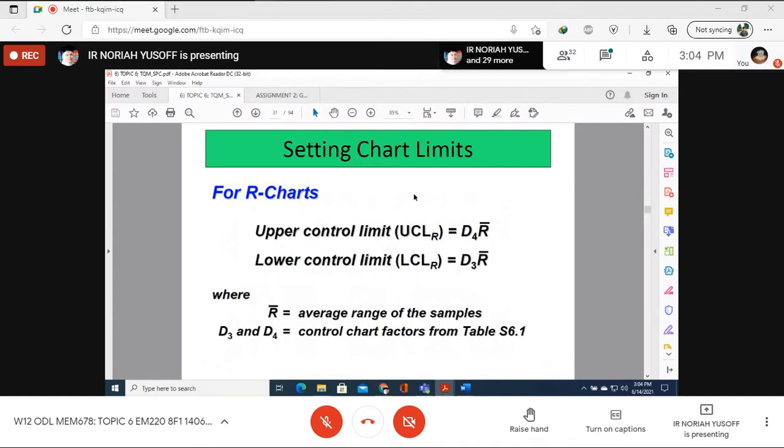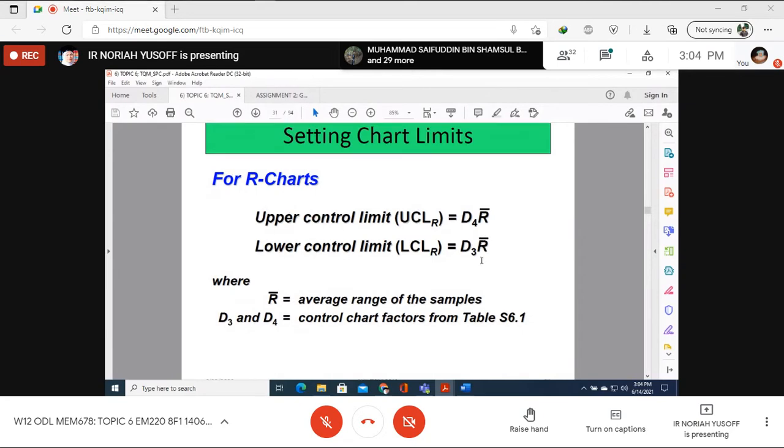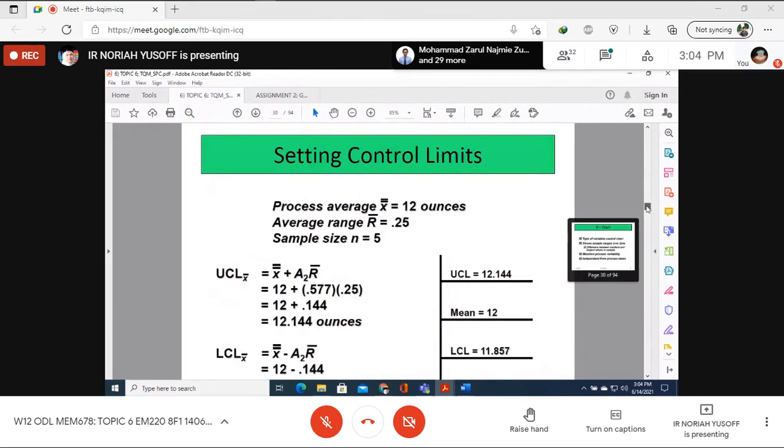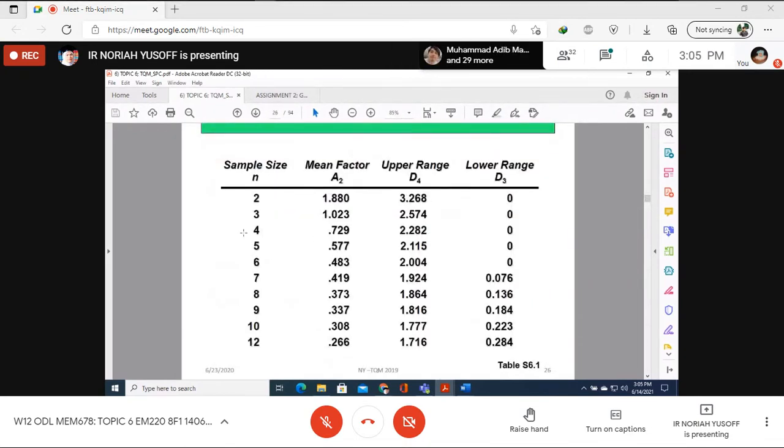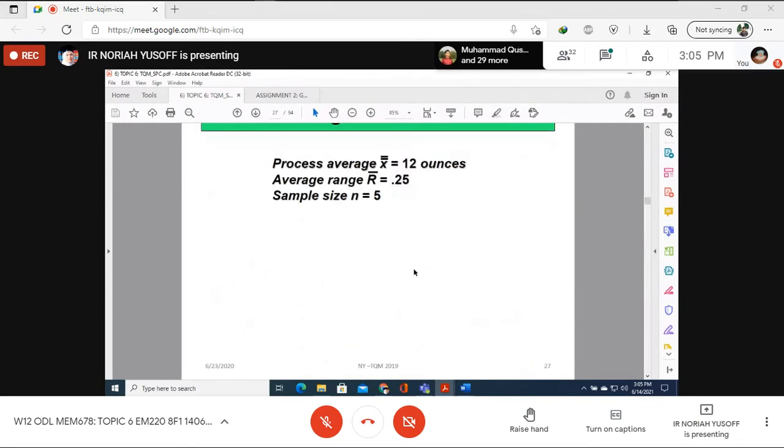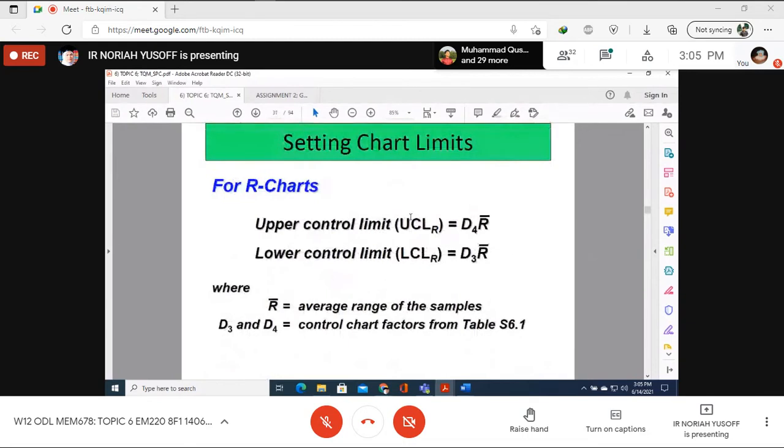The upper control limit in this calculation, of course you have to include the R bar value, is given by D4. D4 is also obtained from the table earlier. So you multiply D4 by R bar, and the lower control limit uses D3 multiplied by R bar. Let's go back to the sample from earlier. In the previous example, the sample size is n. The D4 value for sample size n is 2.115, and the D3 value is 0. So you just substitute into the formula, and you will obtain this value.